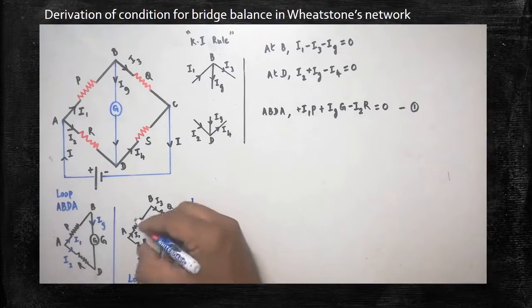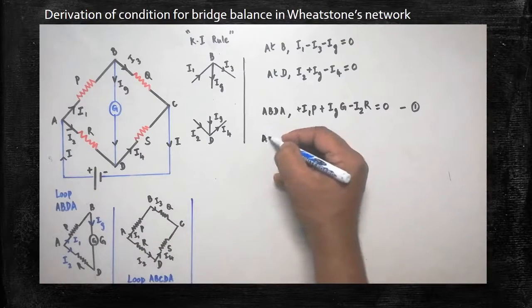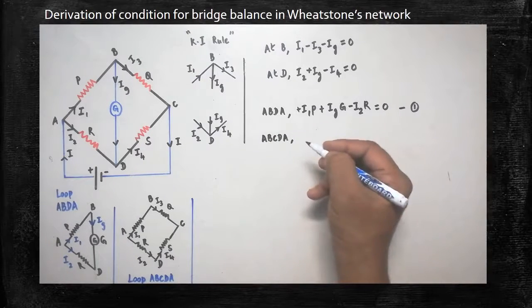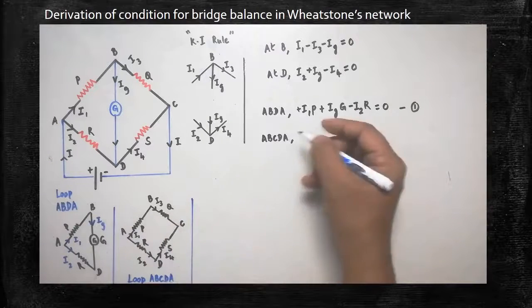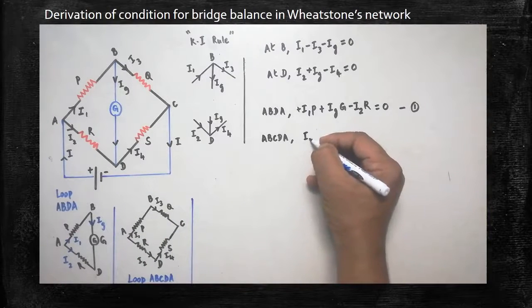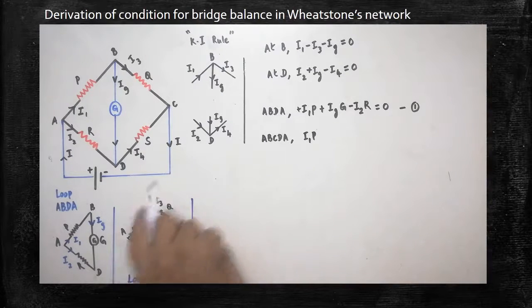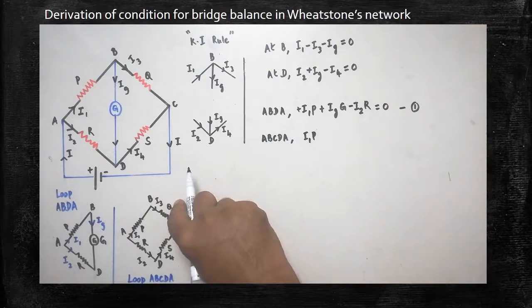Now I am going to apply Kirchhoff's second rule in another loop, A, B, C, D, A. Apply the rule now. Multiply the current and resistance. I1P, I am traveling in this direction, and the current also travels in the same direction, so I1P plus. Now I am moving in this direction.